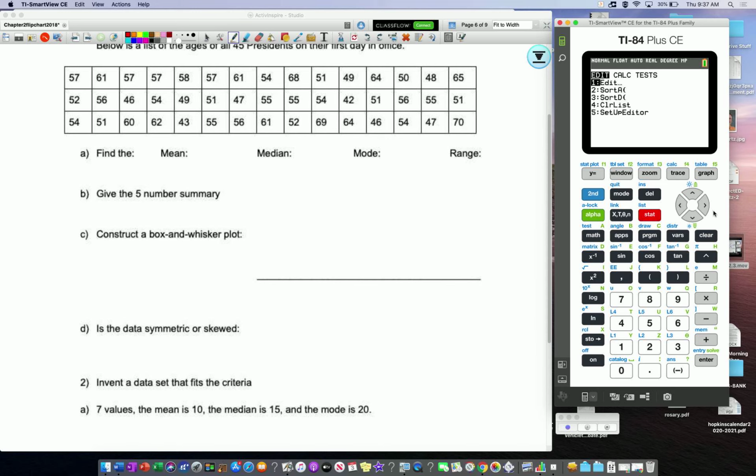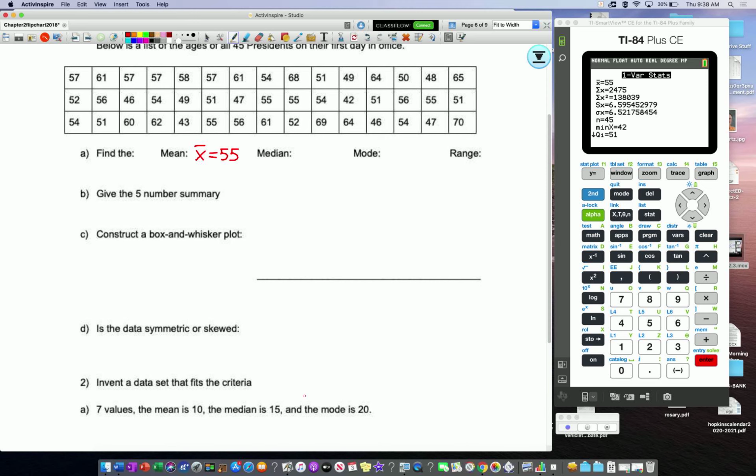Now I'm going to go Stat, Calculate, One-Variable Statistics. I want to make sure it says list 1 right now because I'm doing the president data. I'm going to hit Enter, and it's going to give me all these values. So right there, for the mean, the mean was 55. So the average age of all the presidents was 55.